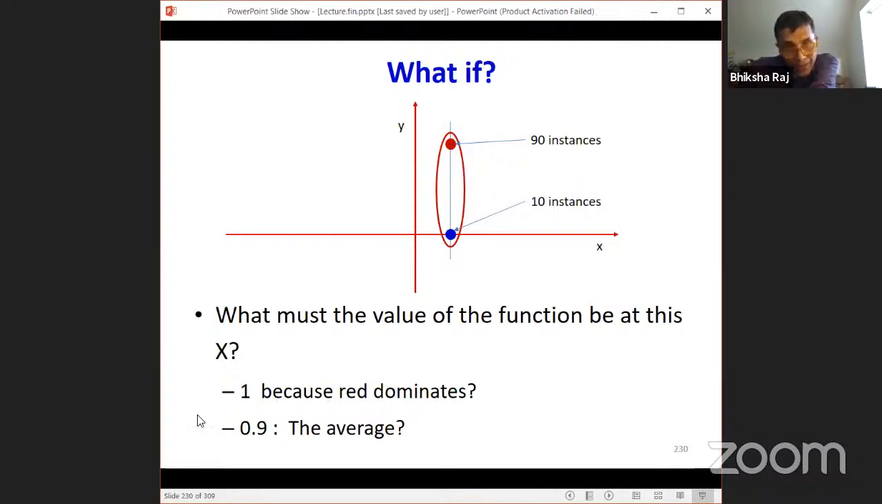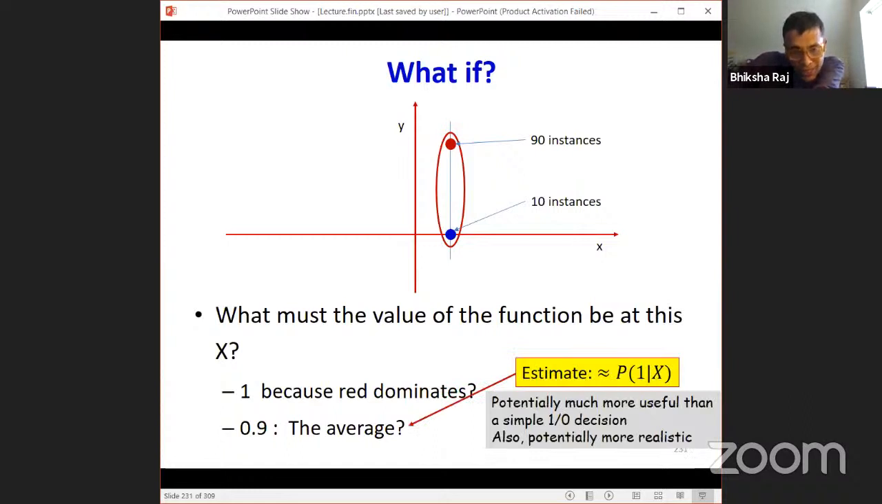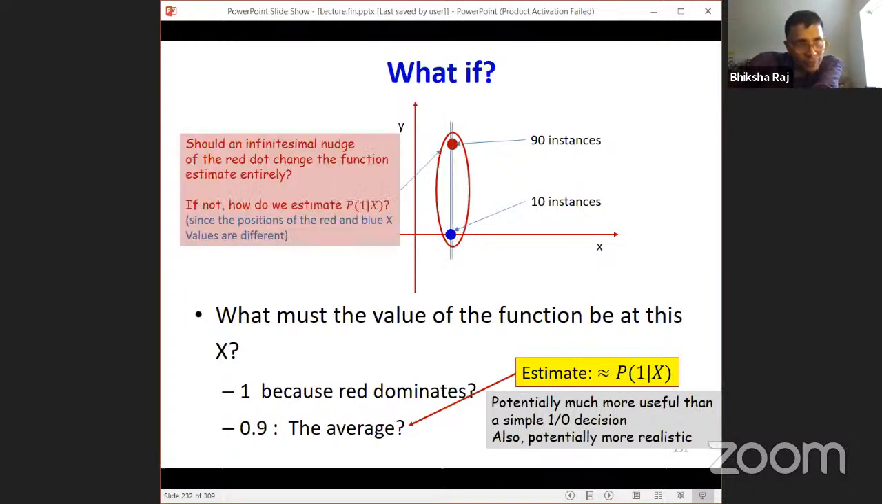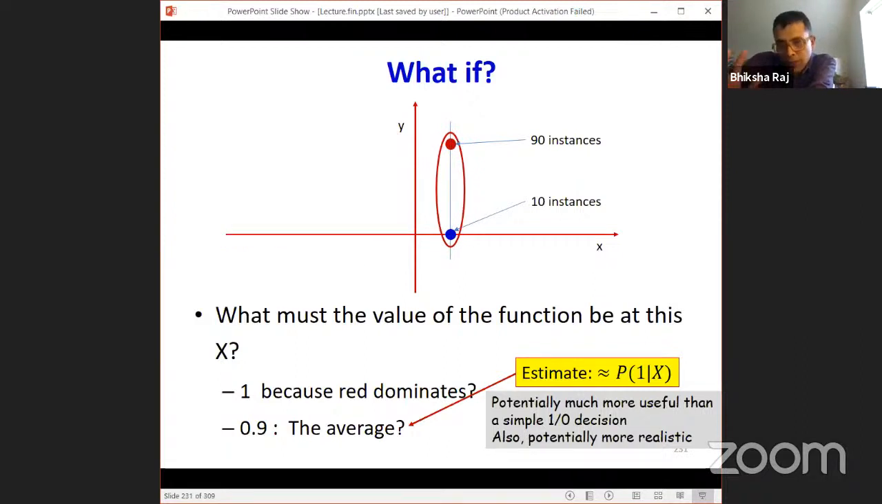Clearly, the 0.9 is a lot more intuitive and a lot more reasonable as what the network must output, because it is an estimate of the a posteriori probability of the red class given the input x. So this is potentially much more useful than a simple 1-0 decision, and also much more realistic. But then, if we concede that in this specific situation, where you have all of these inputs which have exactly the same x value, the correct answer to output is 0.9.